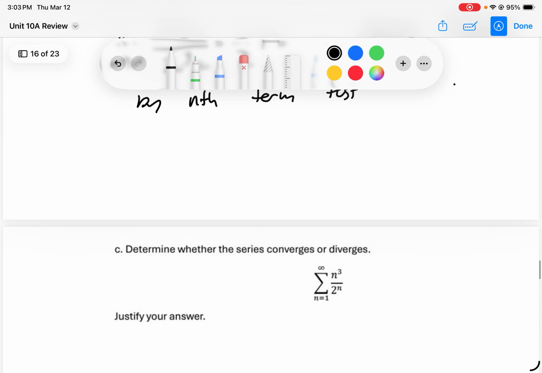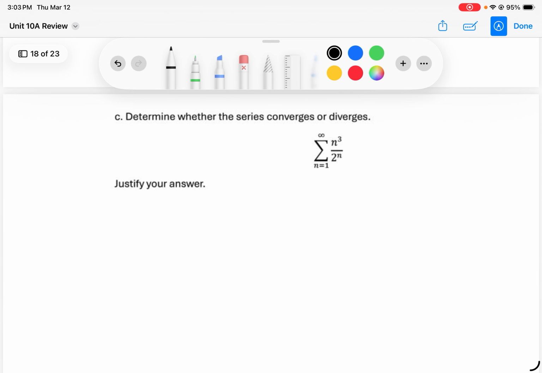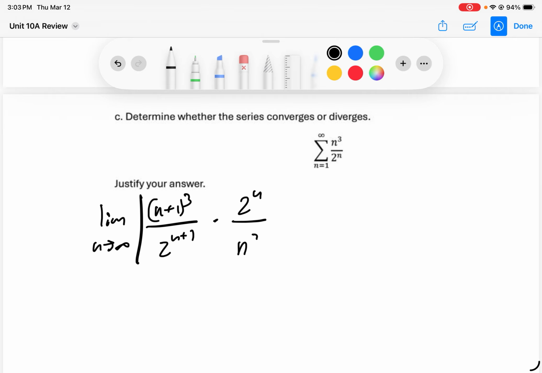All right. Part C, determine whether this converges or diverges. As soon as I see this, the nth term test is inconclusive because the limit of the sequence is 0. But as soon as I see exponentials and factorials, I think ratio test. So the ratio test is the limit as n approaches infinity of the n plus 1 term divided by the nth term, or multiplied by the reciprocal of the nth term.